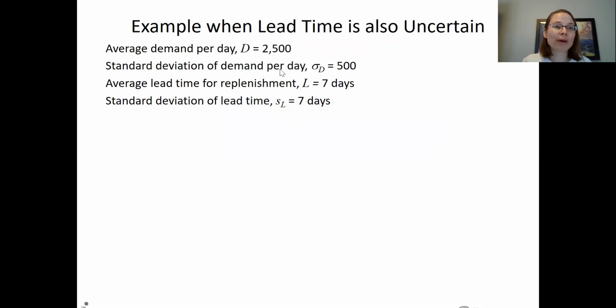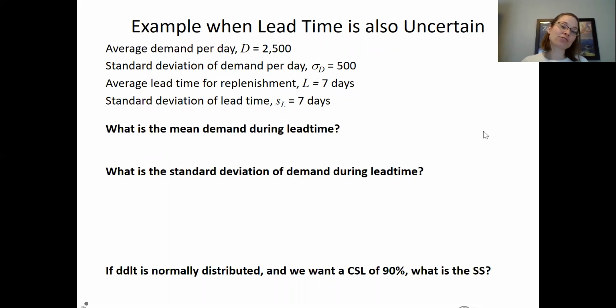And so if we think about the average demand per day, if we're given that as D of 2,500, the standard deviation of demand per day of 500, and then the average lead time for replenishment is L of 7 days, which is what we've all done in the past, but now we say it's not exactly 7 days. There's actually a lot of variance. So in this example, our standard deviation of lead time is also 7 days.